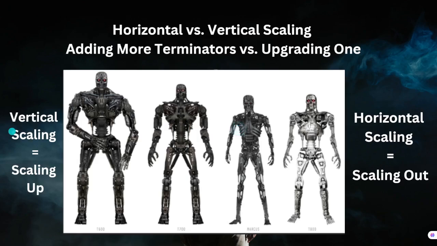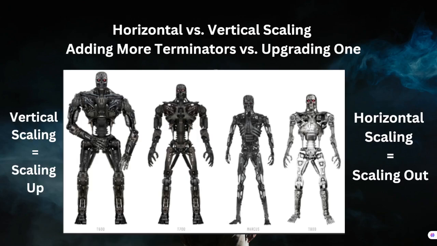The next concept is horizontal and vertical scaling. Vertical scaling basically means scaling up, that is, making a single Terminator stronger. Example: upgrading the T-800 to the T-1000, which has liquid metal, making it more powerful but still a single unit.